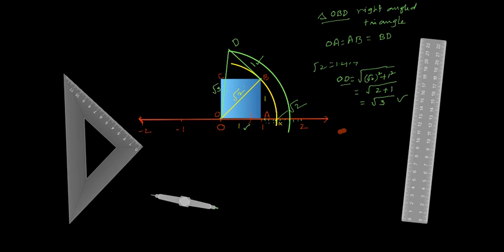So here you may observe, O as center with radius OD, we draw an arc which intersects the number line at this point. That is, you put a point L, that represents, that means OL is equal to root 3. Why? Because the radius of this arc is root 3. Hence OL is root 3. This is the way to represent root 3 on the number line.